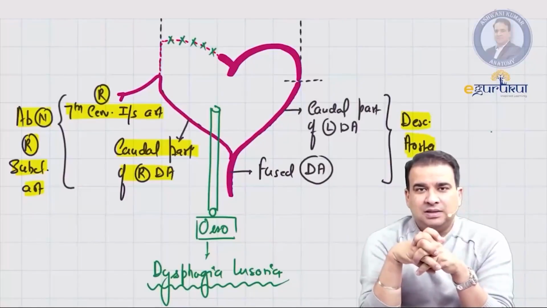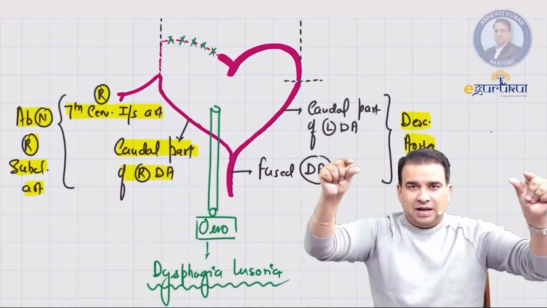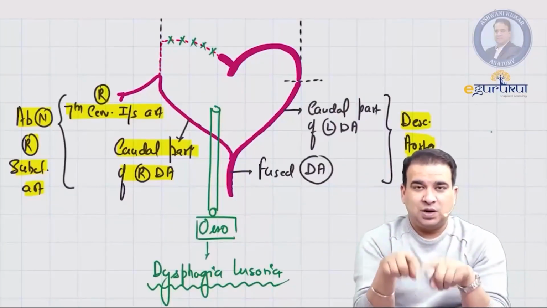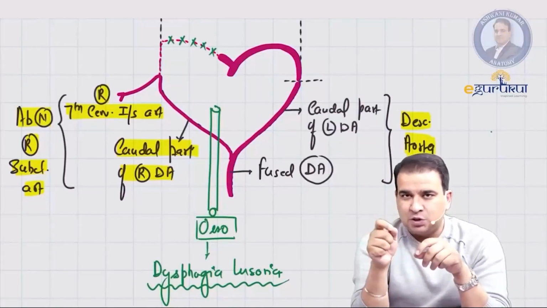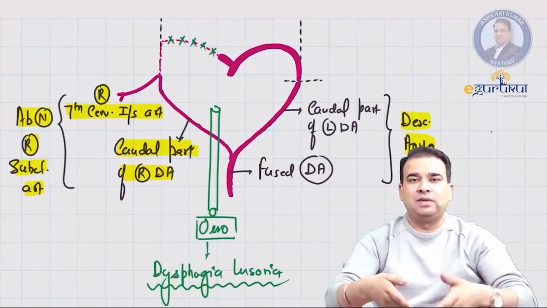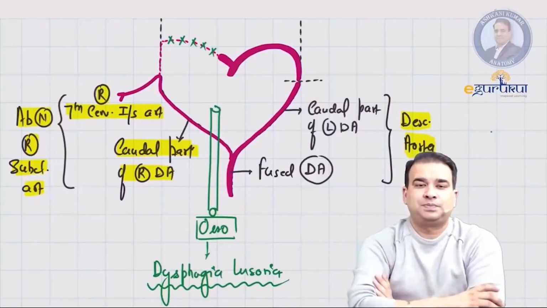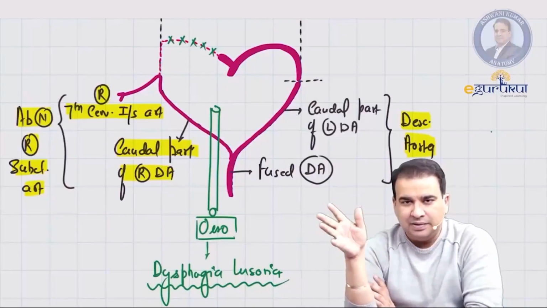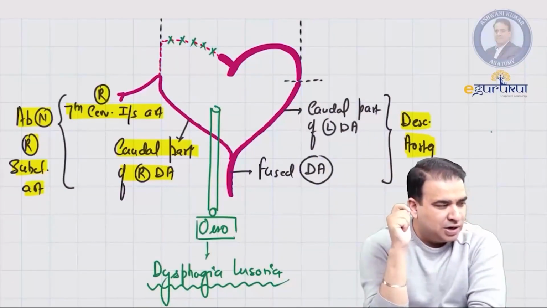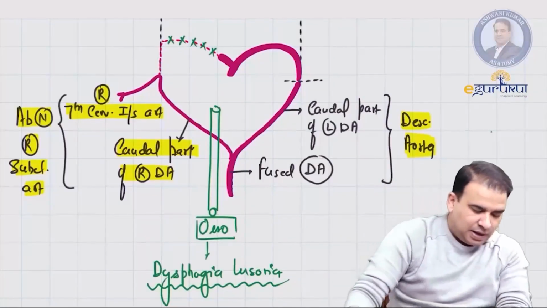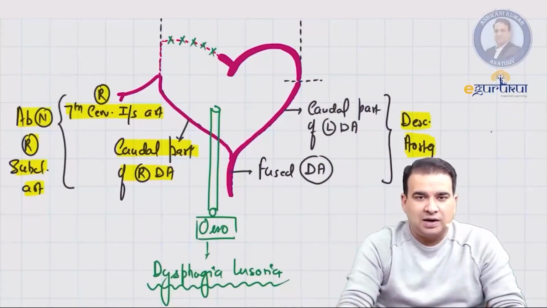If both persist, in that case we have both fourth arch arteries and both caudal parts of dorsal aorta, and that will give rise to the double aortic arch. You can note that also: persistence of both-side fourth arch arteries and persistence of the caudal part of both dorsal aorta will give rise to the double aortic arch. I'll repeat this again for you if you're writing. Persistence of both fourth arch arteries, right and left, and caudal part of both dorsal aorta gives rise to the double aortic arch, or double arch of aorta, you can say.